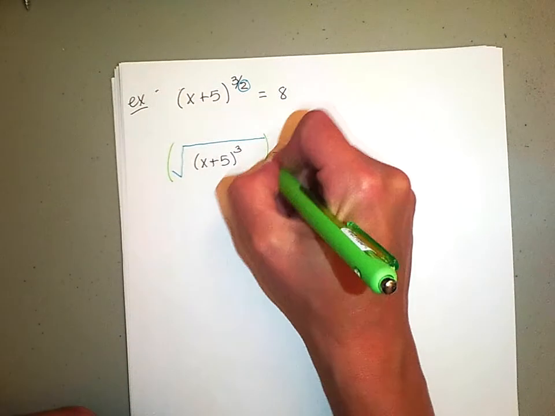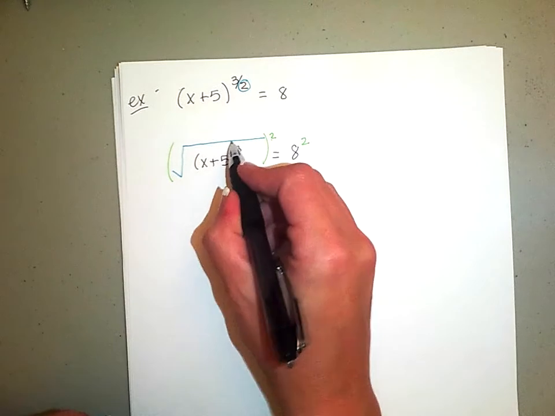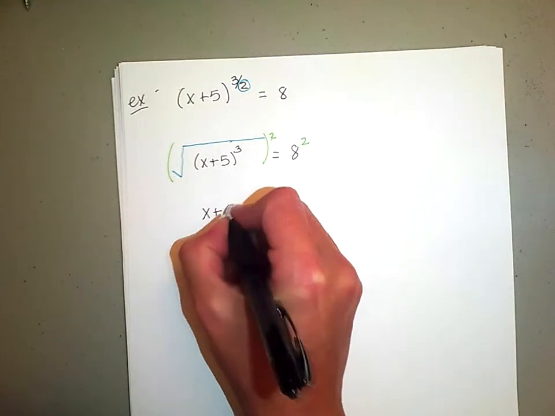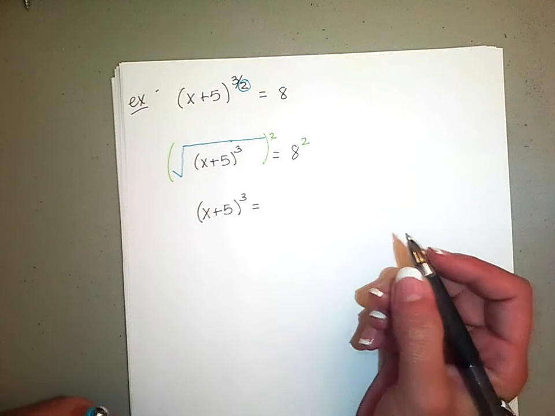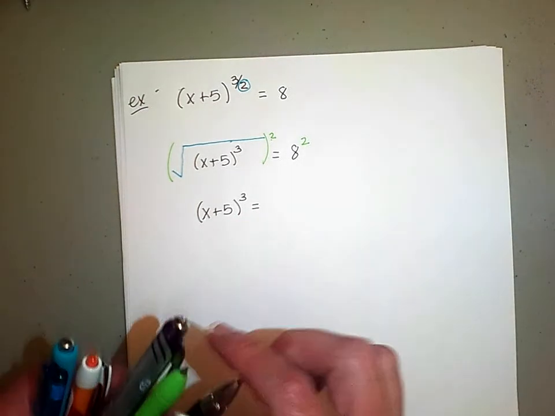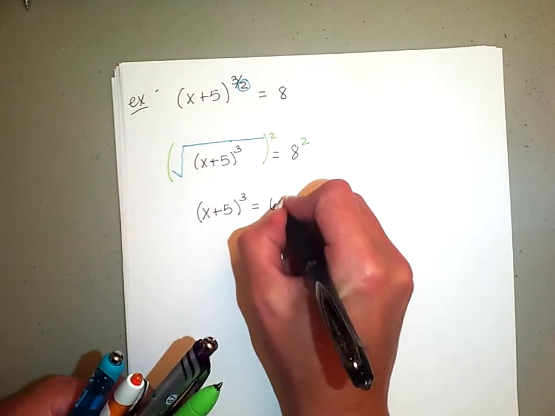Now to undo the square root, we'll square both sides. So the squaring will undo the square root, and we'll have the quantity x plus 5 cubed is equal to, well, 8 and 8 is 64.